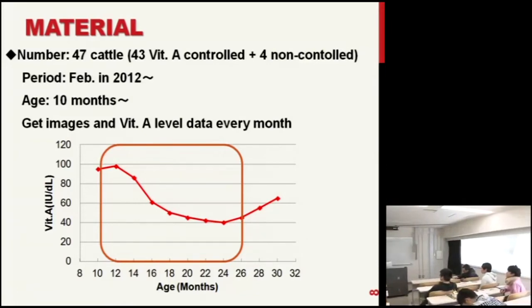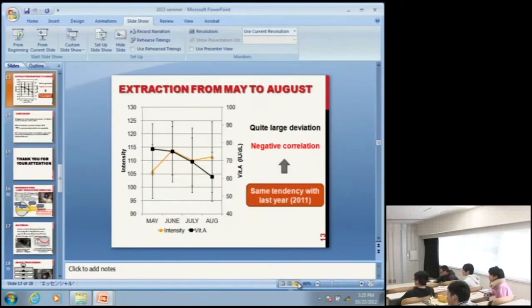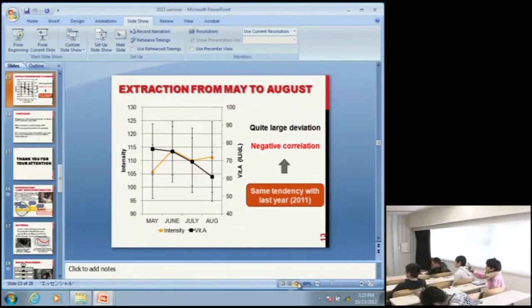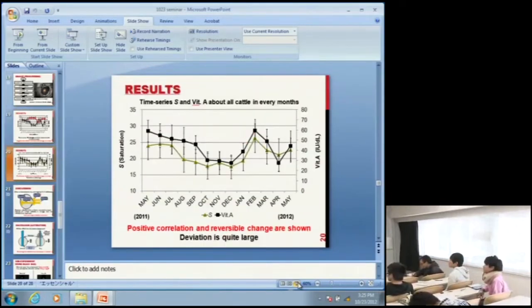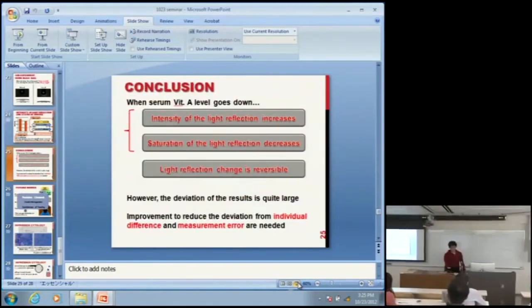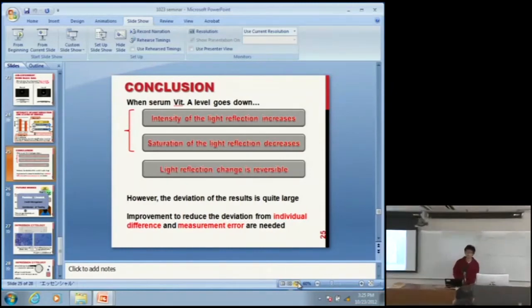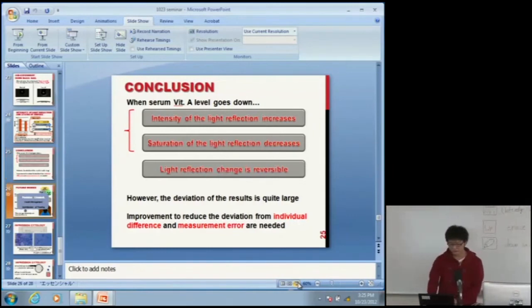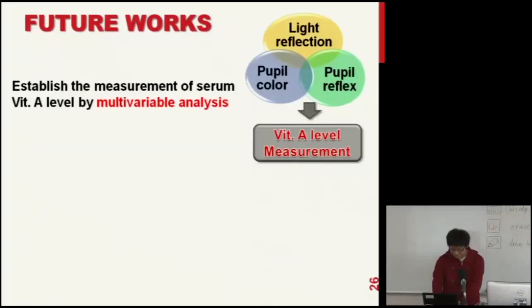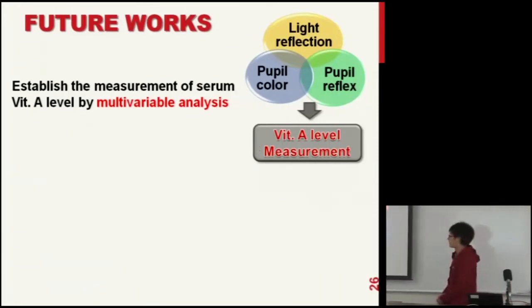You show the tendency of negative correlation from last year. But your final goal is to estimate the vitamin A level quantitatively. So how do you estimate the accurate vitamin A level from your result data? Yes, maybe the component of light reflection is not enough to predict the vitamin A level. So finally, maybe we will do multivariable analysis.